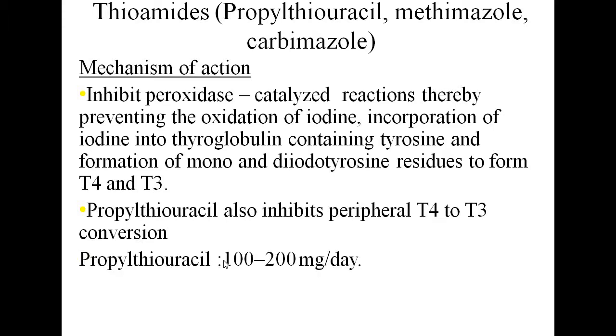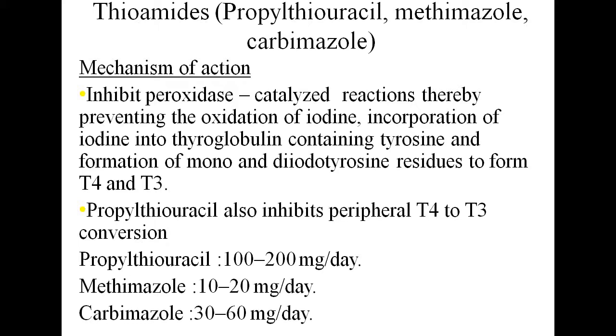The usual dose of propylthiouracil is 100 to 200 milligrams per day. Methimazole is given in the dose of 10 to 20 milligrams per day orally, and carbimazole in the dose of 30 to 60 milligrams per day. All these are given orally. Now the point to note here is that the onset of action with these drugs is slightly delayed, maybe 10 to 15 days, because whatever pre-formed and stored thyroid hormones are there need to get used up.